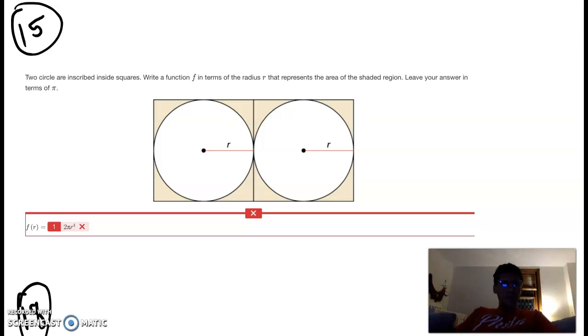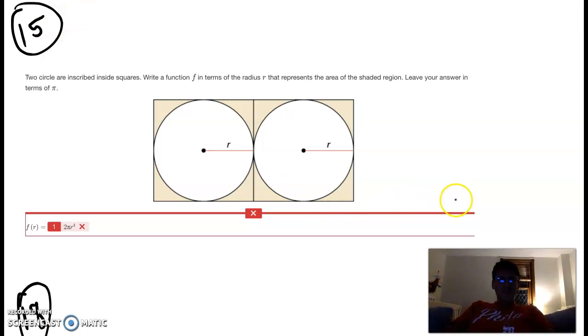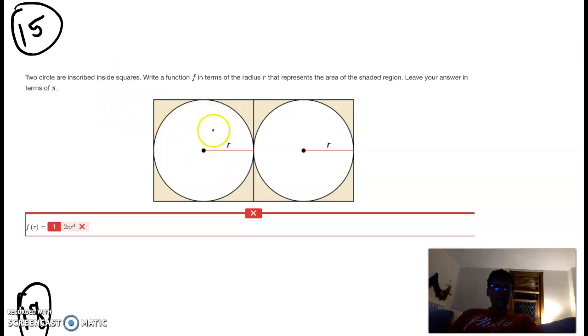So, two circles are inscribed inside squares. This is number 15. Write a function f in terms of the radius that represents the area of the shaded region. Leave your answer in terms of pi. So, the area of the shaded region. Interesting question. I like this one.